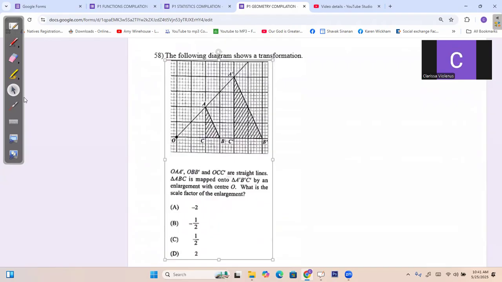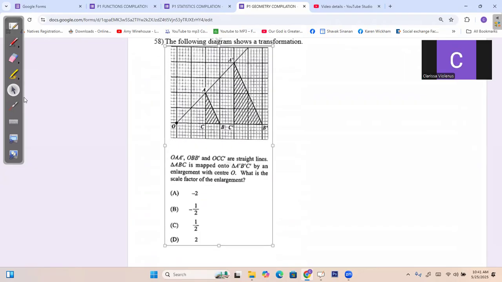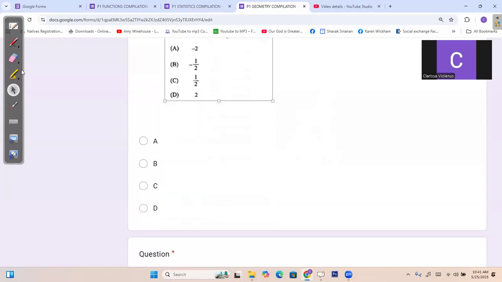Same thing here. Original image, object image. So it gets bigger by 2. It's on the same side, so it's positive 2. If it was on the other side of the center, it would have been negative 2, by the way. So the answer is D.